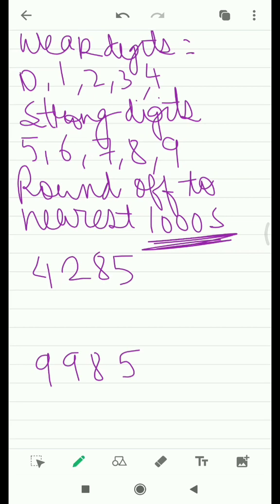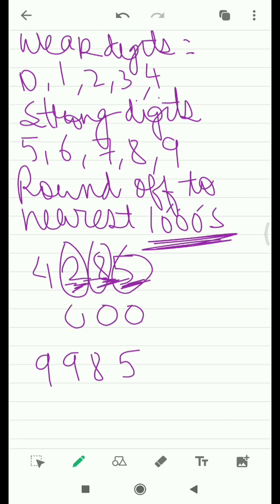We have 3 zeros, 1, 2, 3. So we want now these 3 digits to become 0. This 5 has to become 0, 8 has to become 0 and 2 has to become 0. So they will become 0. 5 has become 0, 8 will also become 0, 2 also 0.